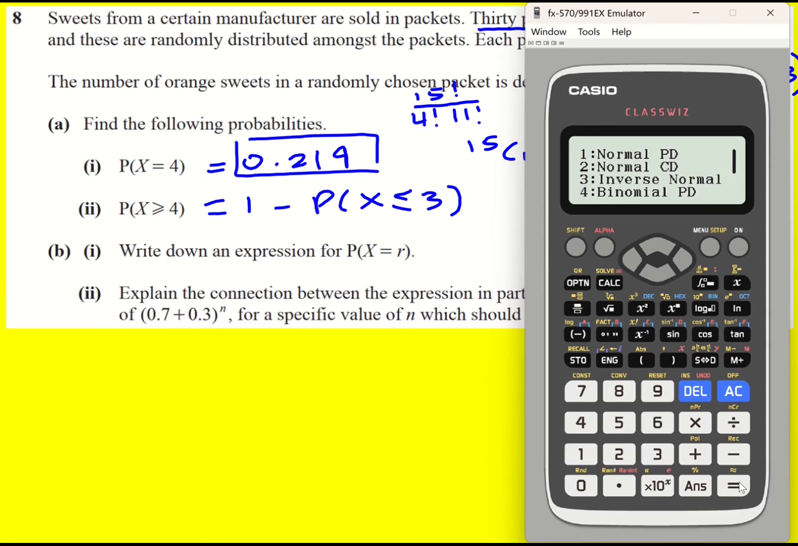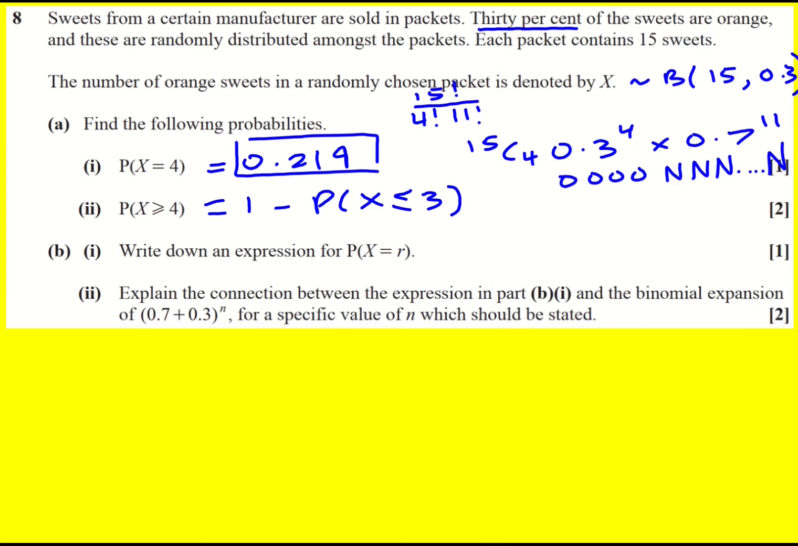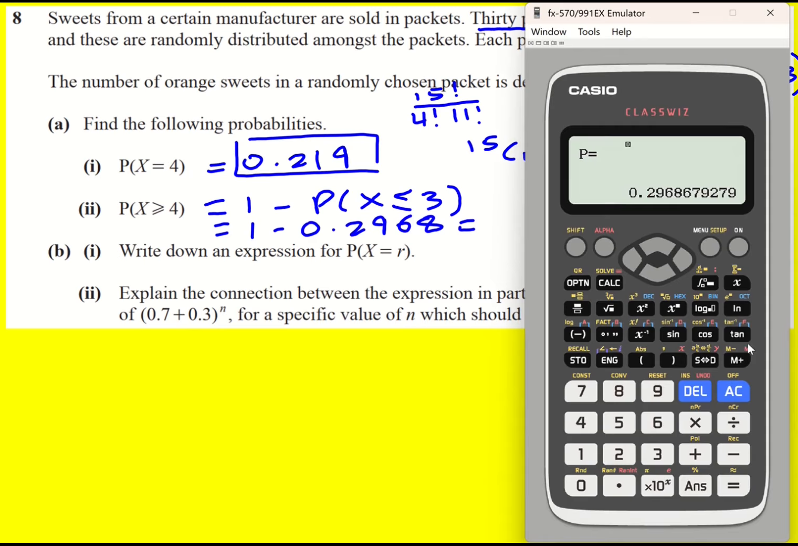Okay, I can go back to distribution, binomial CD, variable, and it's actually stored everything in here. I just need to change it to a 3 now. And it is 2 marks, so I'll write this down: 1 minus 0.2968. I can't remember if it stores it in the answer button, so I store it there, then go 1 minus answer, and yes, it does. Otherwise it would be 1 minus alpha, and then the little minus sign here. 0.703.